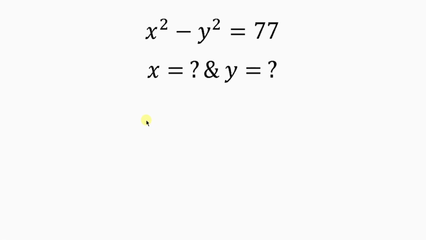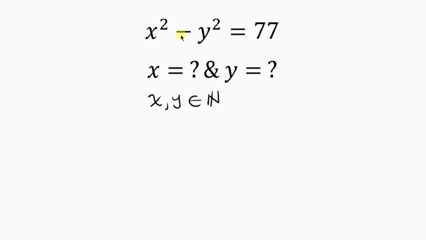Let's solve this math question that says find the values of x and y for which x squared minus y squared is equal to 77. Well, notice that we have one equation but two unknowns. A question like this can only be solved when there is a condition attached. For this question, the condition is both x and y are natural numbers.